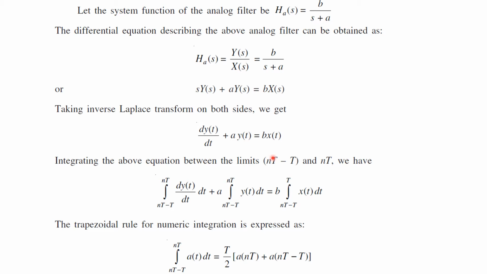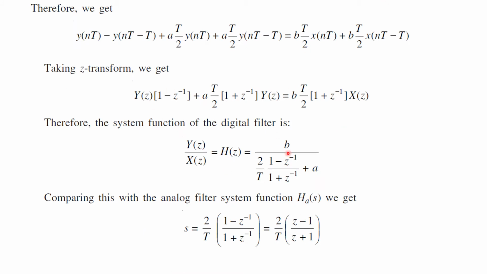bilinear transformation. Already we have discussed this in the theory class. You can refer to that video. We are applying the trapezoidal rule. We get first of all our analog transfer function, then we convert it by the trapezoidal rule to the digital transfer function, and after comparing, we will get such a type of transformation. Okay, so let us move forward.